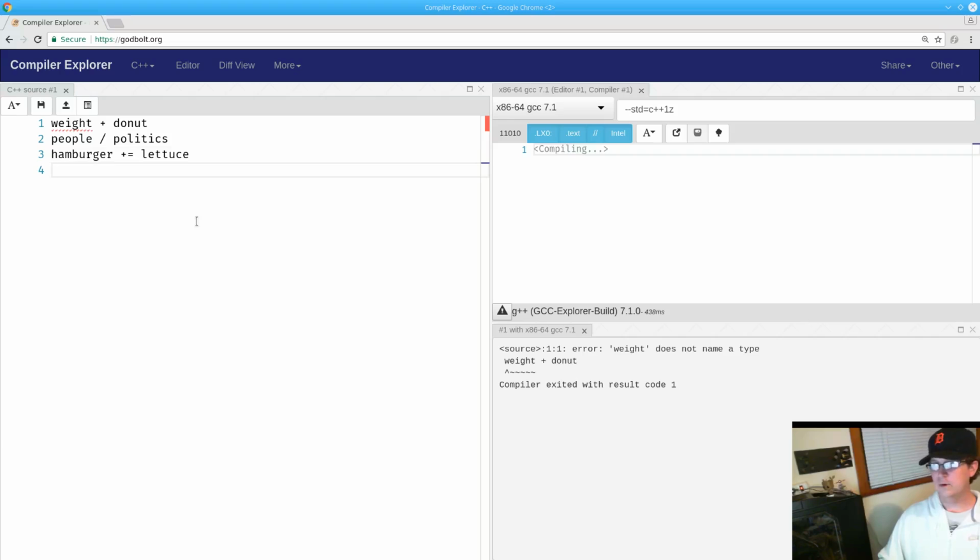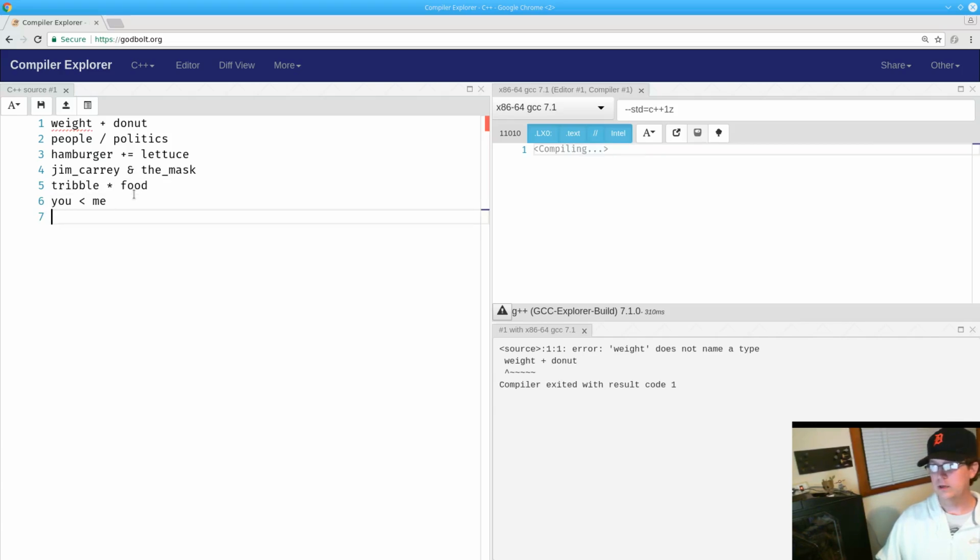There's an operator for increment and assign. In this case, hamburger is going to get the value of hamburger plus lettuce, so it's going to add lettuce onto the hamburger. We can take the bitwise conjunction of two operands. So in this case, Jim Carrey is going to bitwise and with the mask. We can multiply. Triple times food.